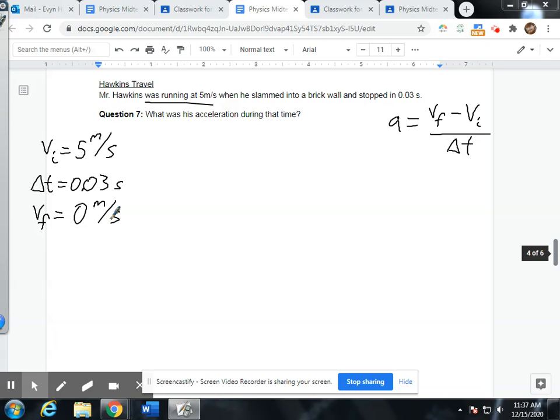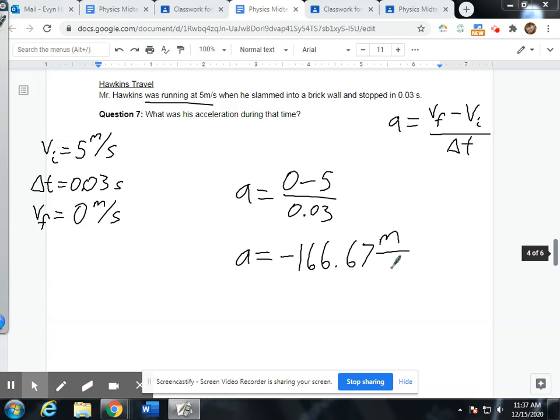Now plug all that into our equation. We have 0, important to write that one first, minus 5 over 0.03. And then see what we get. Looks like we'll end up with a negative 166.67 meters per second squared.